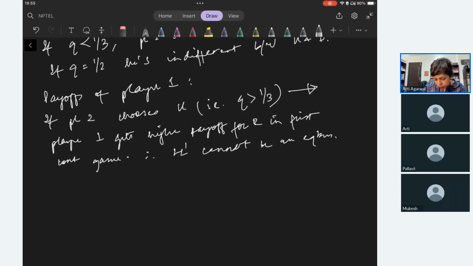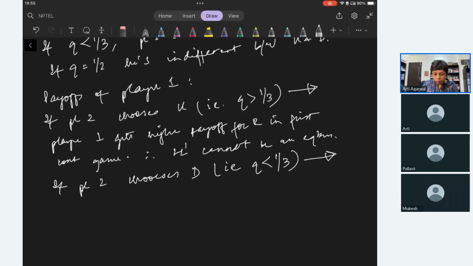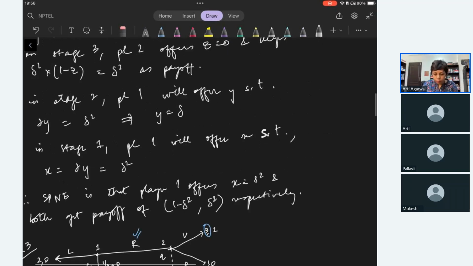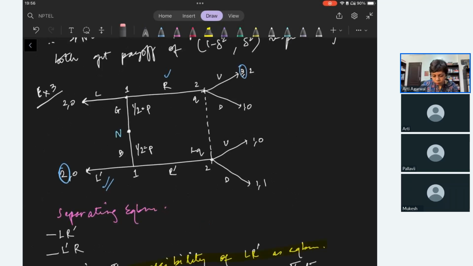If player 2 chooses D, that is Q is less than 1 by 3. Let's look at this again. If player 2 is choosing D, in this case, player 1 is getting a payoff of 1 for choosing R and 2 for choosing L. So he's going to choose L, right?